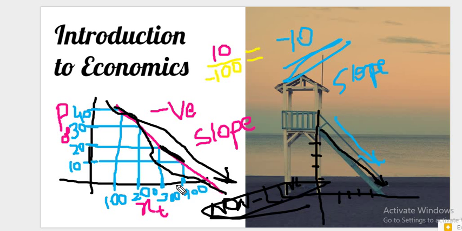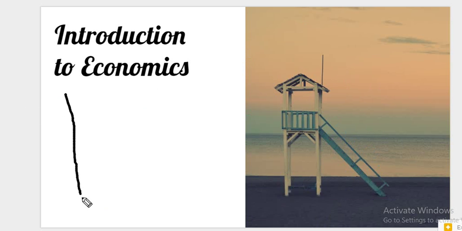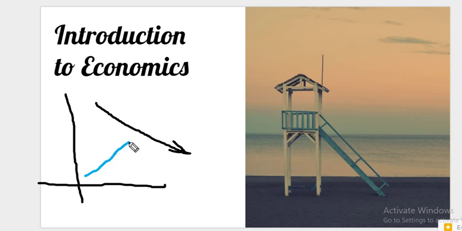It is still slope, and if it is moving in this direction, then it is a negatively sloping curve. If it is moving in this direction, then it's a positive slope. This one is the negative slope. Alright, that's it.